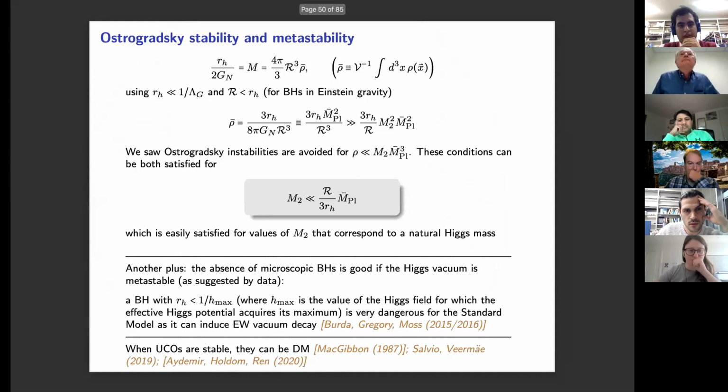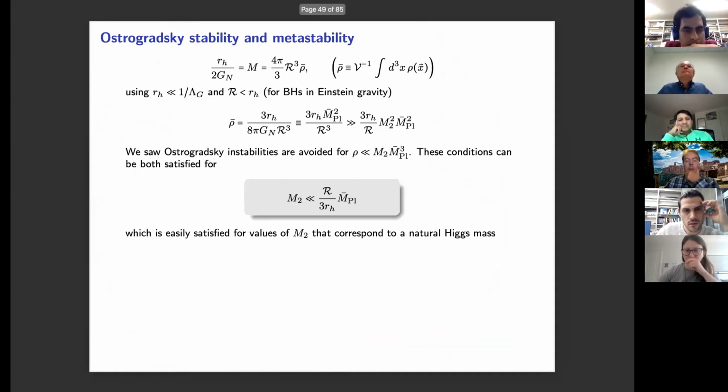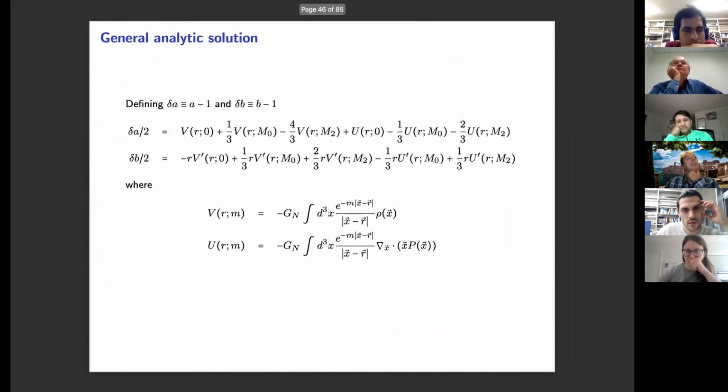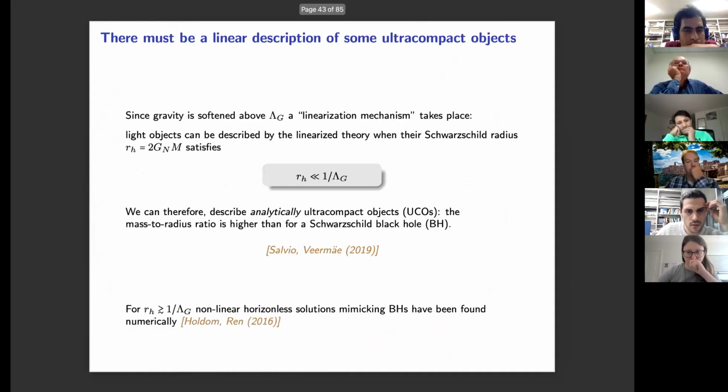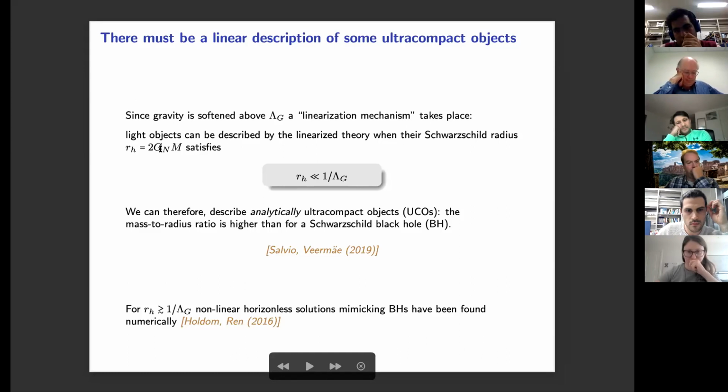So my solid claim is that, let me find the slide again. When RH, where RH is the Schwarzschild radius in Einstein theory, so 2 Newton constant times the mass of the object, is much smaller than 1 over lambda g, where lambda g is the softened gravity scale, then the horizon does not form.